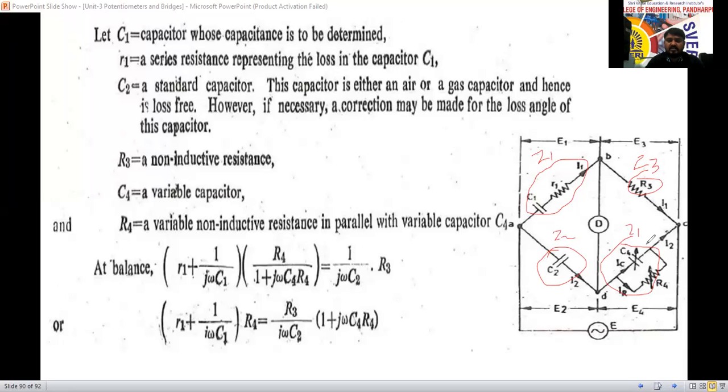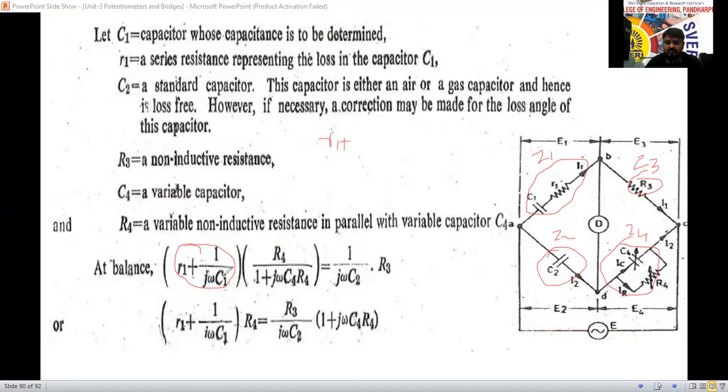So, what do you mean by Z1 here now? R1 plus 1 upon j omega C1. So here we have written the Z1 formula: R1 plus 1 by j omega C1.